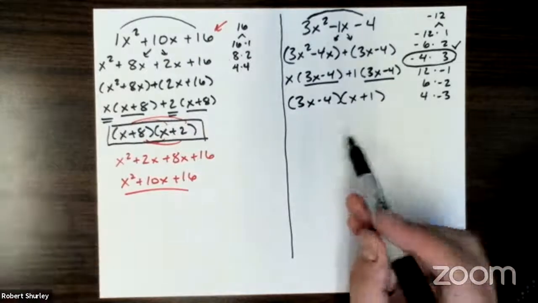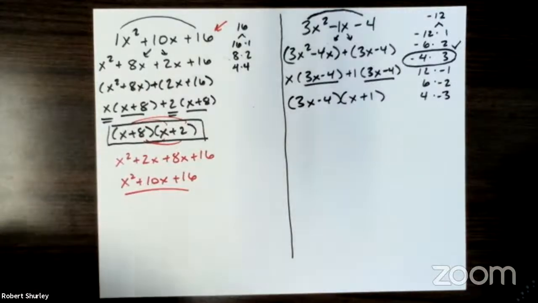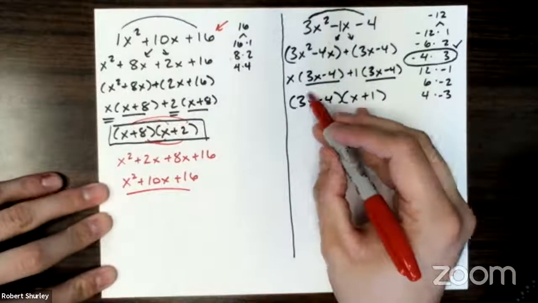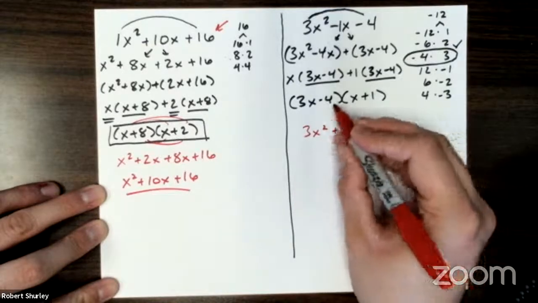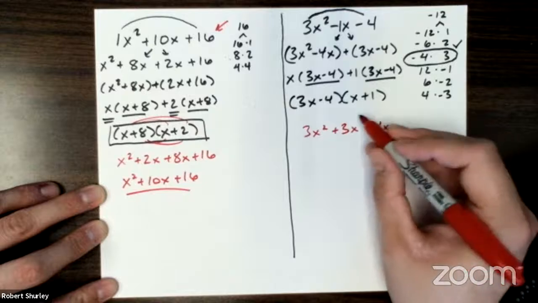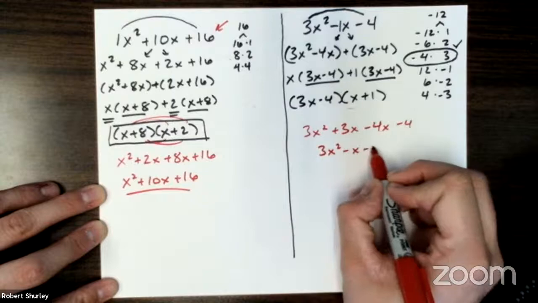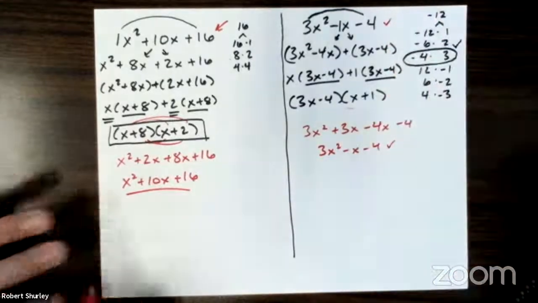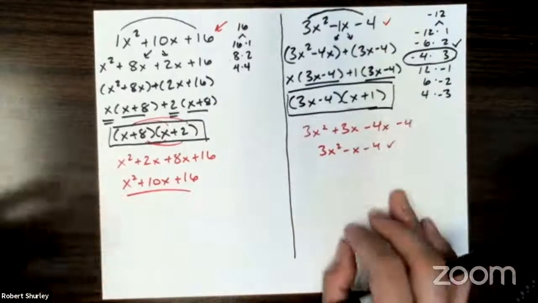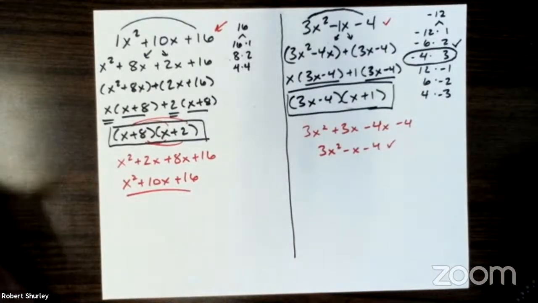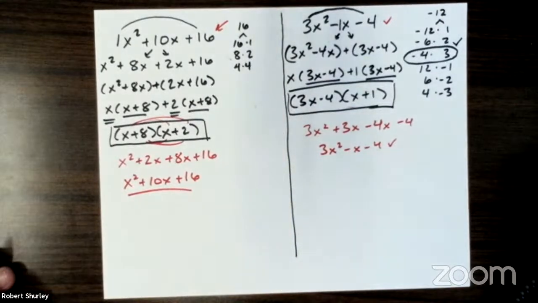I'm going to definitely do a quick check on this because of the negative sign. I'll bring out the red marker again just so I can show you I'm checking it. 3x times x, that's 3x squared. 3x times 1, that's a positive 3x. Negative 4 times x, that's negative 4x. And then negative 4. Add these together, they're like terms. Oh, yeah, I get what I started with. So therefore, these are the two factors. We've factored this trinomial. Pretty cool stuff. Pretty nifty.